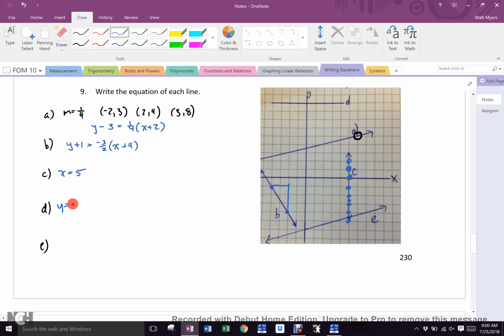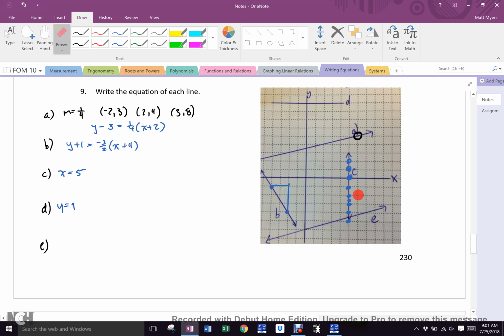Y equals 9. Now, the reason I think this screws you guys up so much is you get locked into your head. X's go this way. And you see a vertical line equaling X, and you're like, ugh. But you don't need to be, right? Because if you do that, you just figure it out. It's what makes sense, correct?